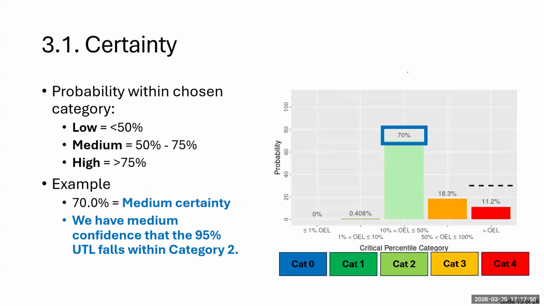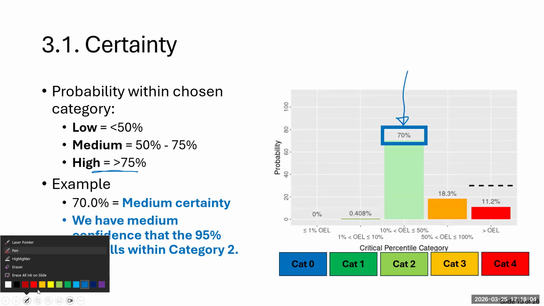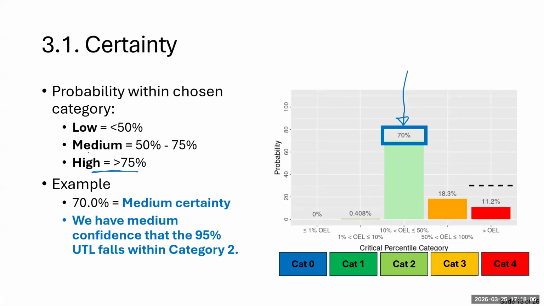So from our first example, we had 70% here. Now that's not quite high, but it's a good number. So AIHA would call that a medium level of certainty. The higher the number, the more certainty we have. Now, only if it was at 75% or better would we be able to call it high.